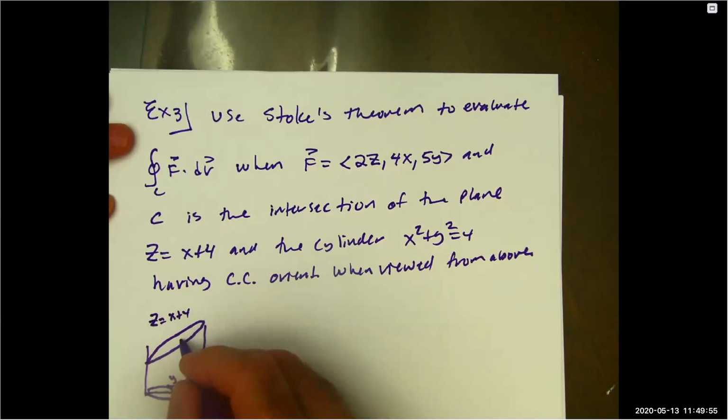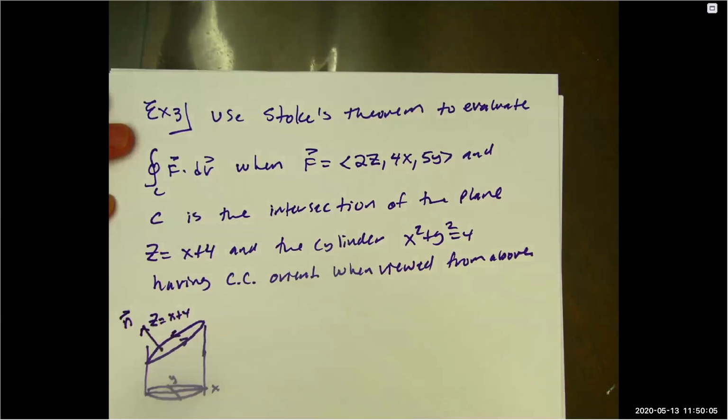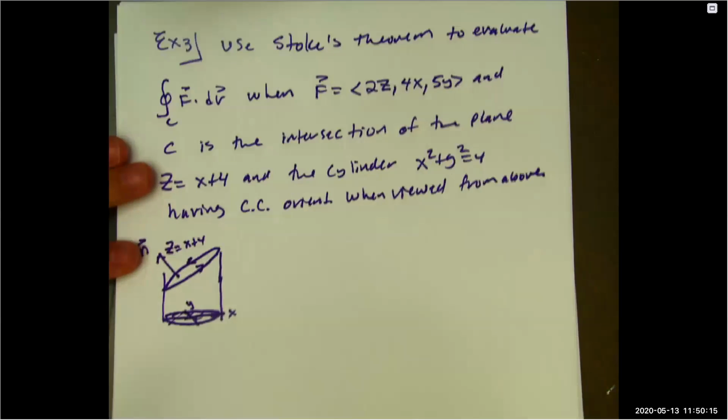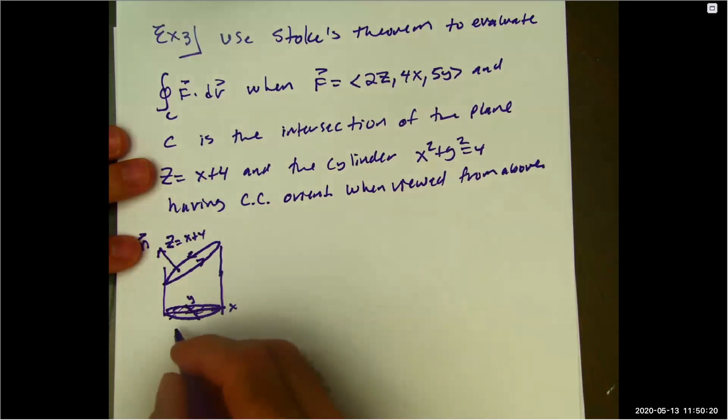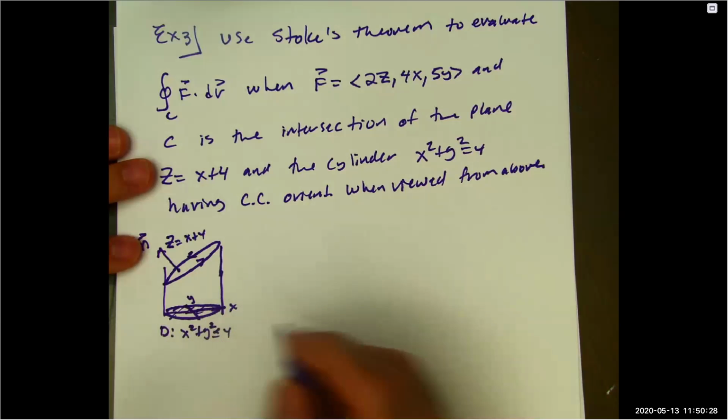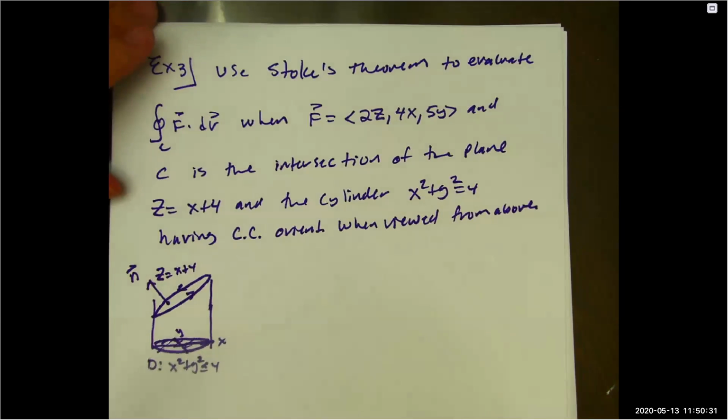Then you have this counterclockwise orientation when viewed from above, which means that my normal has to go up like this. So that way, when you have this counterclockwise orientation, the normal points up. In this case, my surface is going to lie over x squared plus y squared equals 4. So my projection onto the xy plane is just x squared plus y squared is less than or equal to 4.